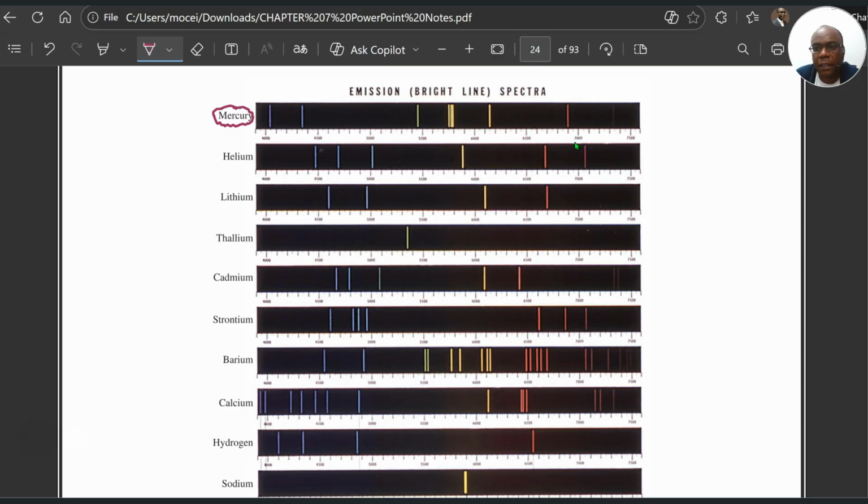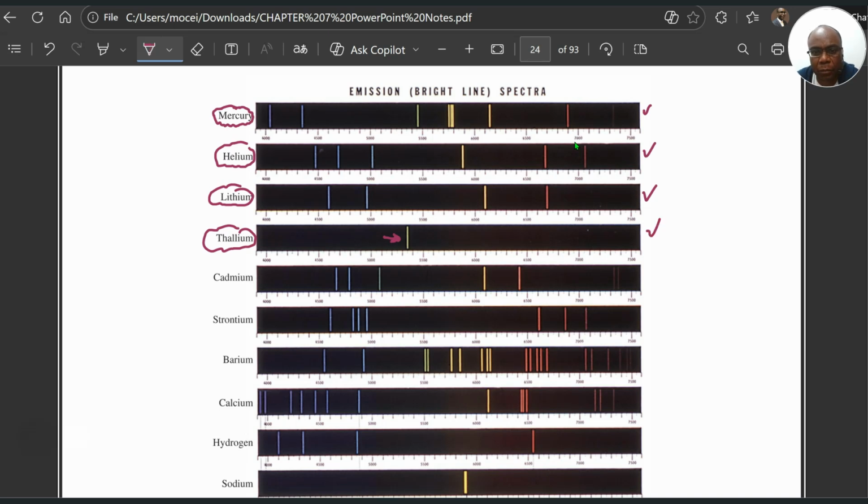Look at the lines of mercury. They're different compared to that of hydrogen. They're different compared to that of helium. See how the colors are spread, and even the number of lines. They're different. It's going to be different to that of lithium. It's different to that of thallium. Thallium looks like it only has that one yellow line right there.